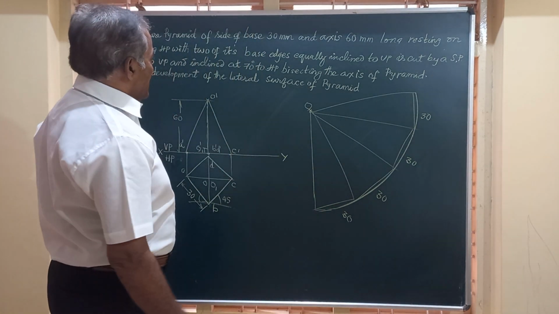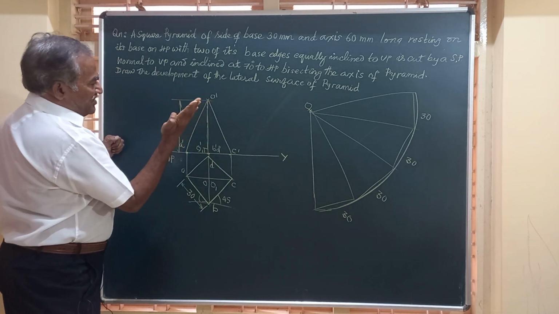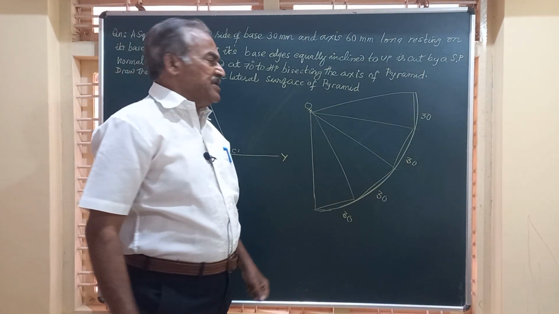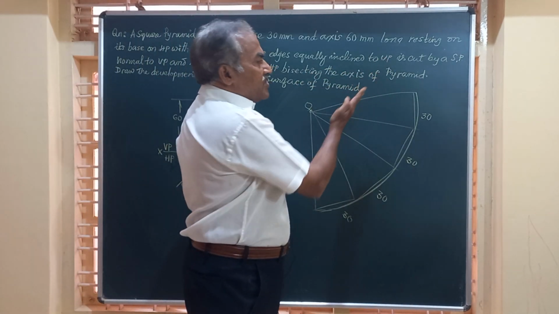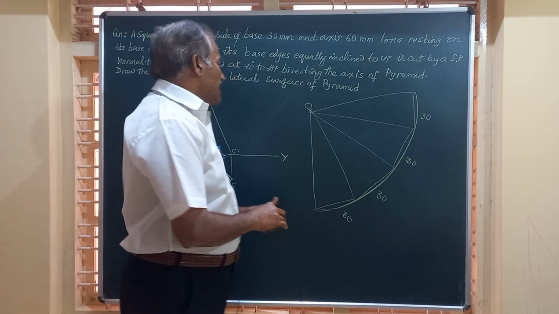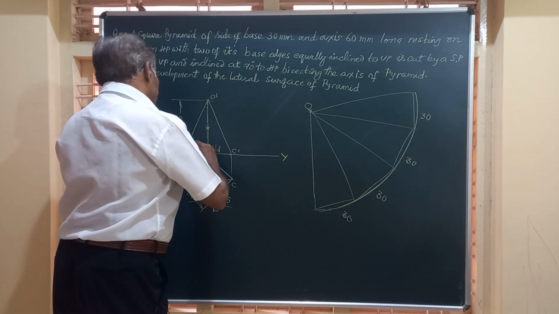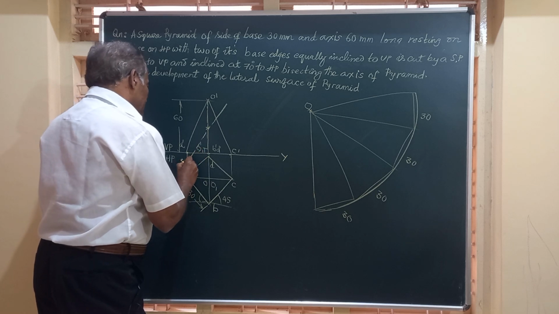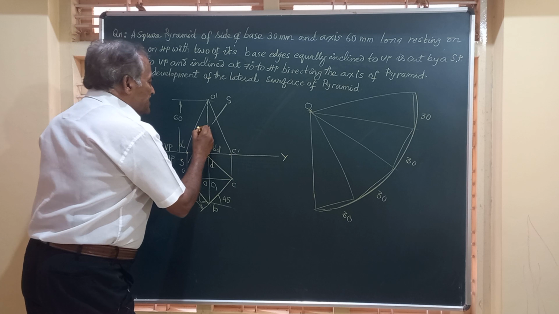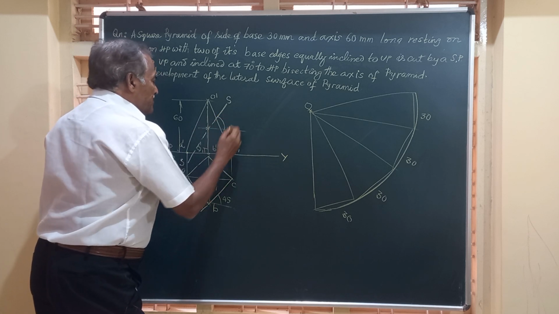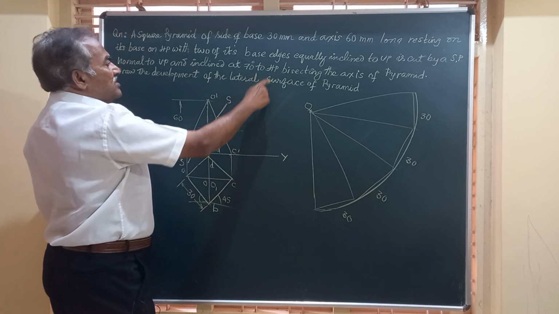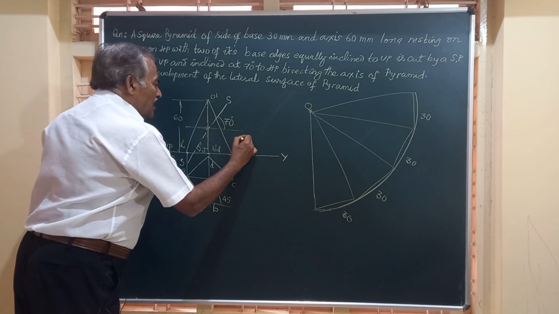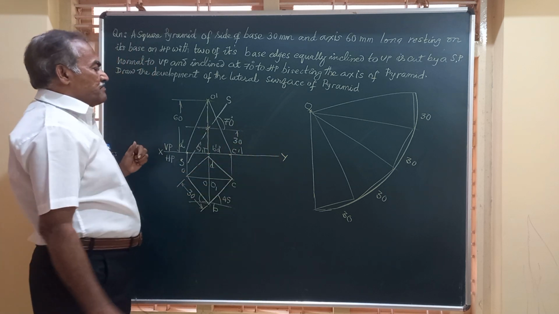Now friends, it is cut by a section plane which is normal to VP, meaning perpendicular to VP, and inclined at 70 degrees to HP, bisecting the axis. That means, since the section plane is normal to VP, it is seen as a line in the front view, and that section plane has to pass through the midpoint of the axis at a height of 30 millimeters. So I will call this SS. SS is the section plane which is inclined at an angle of 70 degrees to HP. Bisecting the axis means this is the midpoint, half of 60, 30 mm height. You have the section plane passing like this.